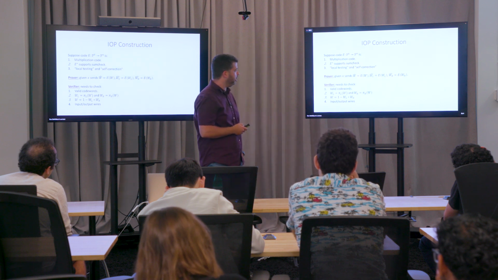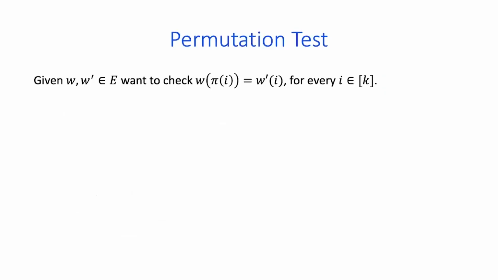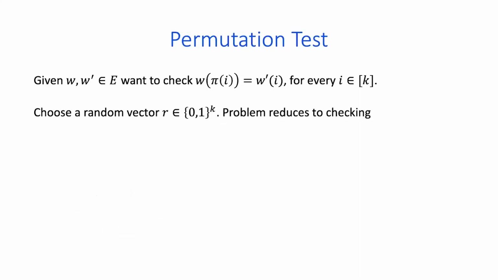So first of all, in terms of the permutation test, the situation that we have is that we have two different, or not different, code words, and we want to check that the way they're computed is a permutation on their index sets, right? So W in position pi(i) is exactly equal to W prime in position i for every i. And the way we'll do this is as follows.